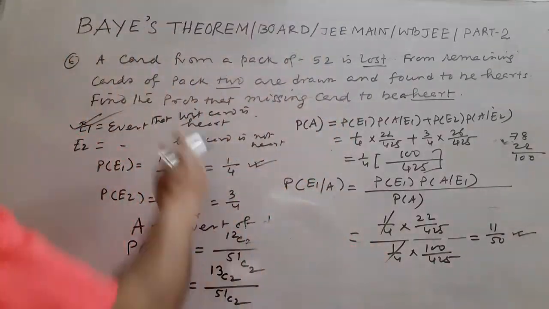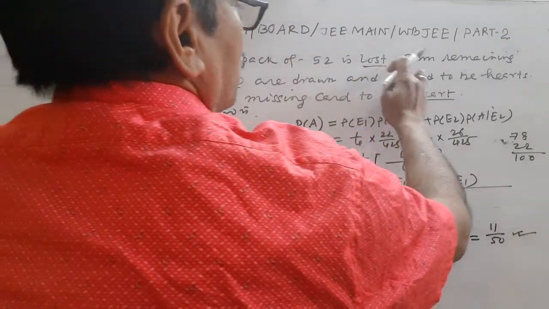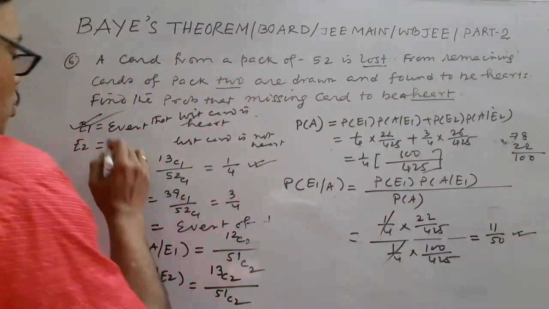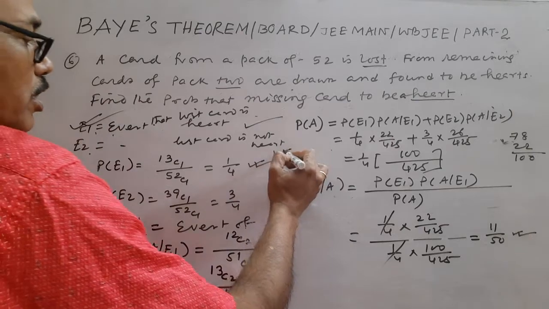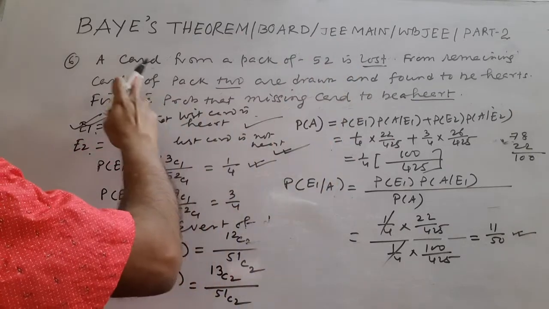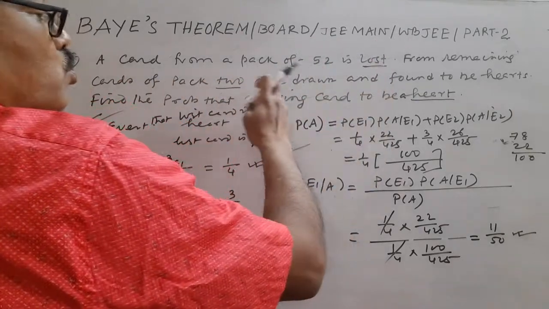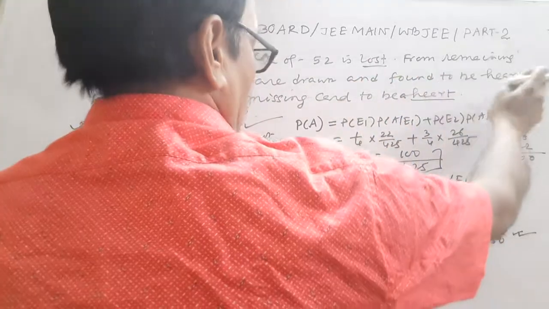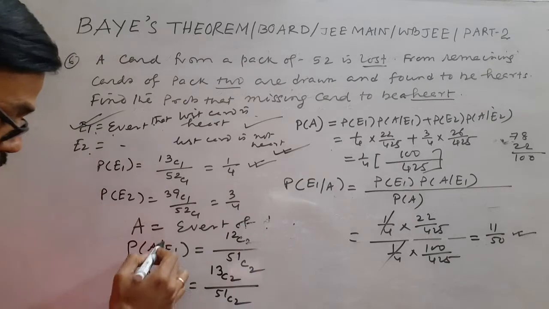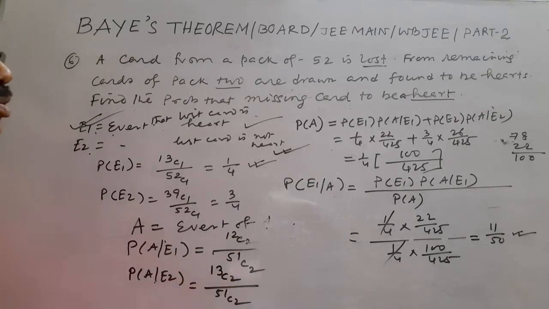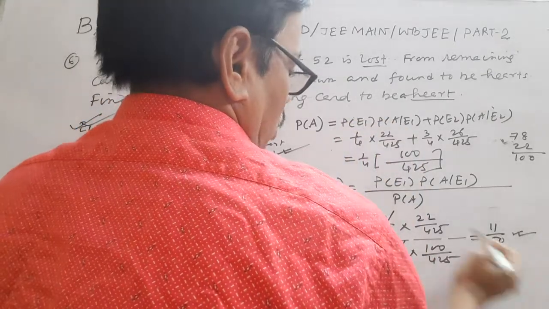So a card from a pack of 52 is lost. From the remaining cards, E1 equals the event that lost card is heart, E2 the event that lost card is non-heart. From the remaining cards, 2 cards are drawn and found to be hearts. A equals the event of drawing 2 heart cards. So A by E1 and A by E2. Find P(A), P(E1 by A).